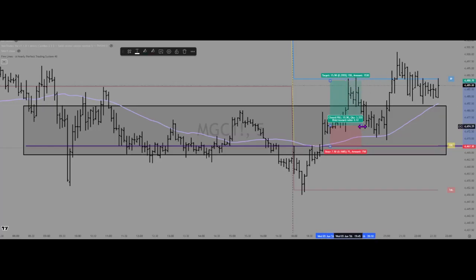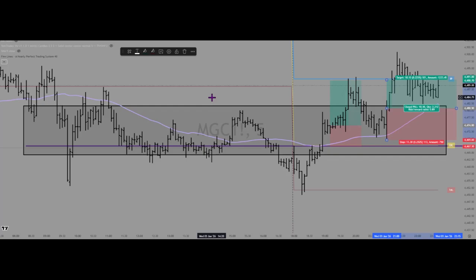But if you were just patient and you wait, you see a similar signal, again, coming off the dynamic value line, looking up to trade into the inflection point. That's just a few examples of how I trade.